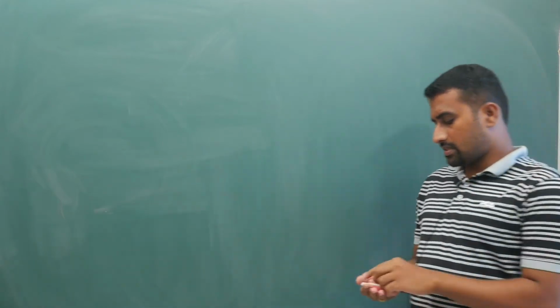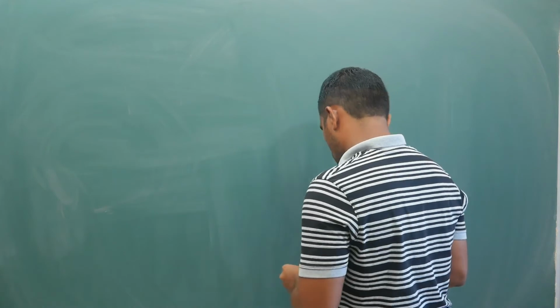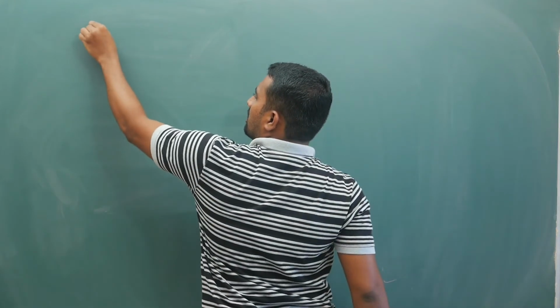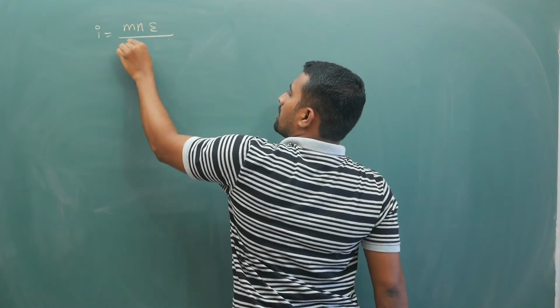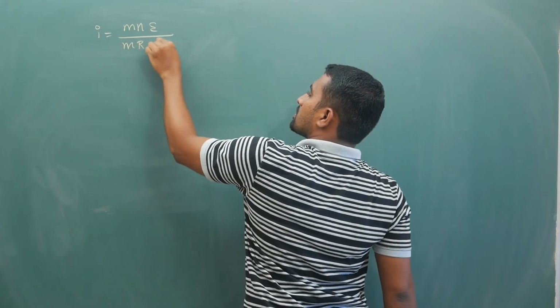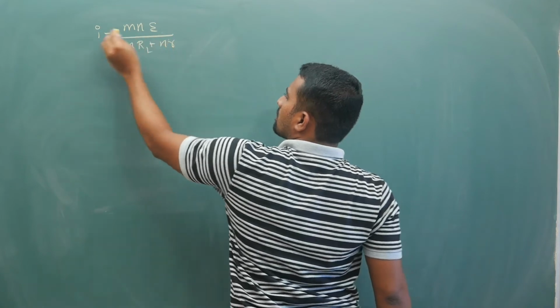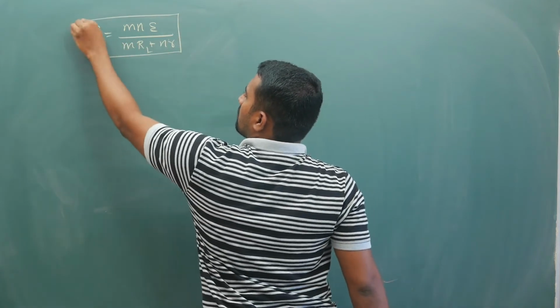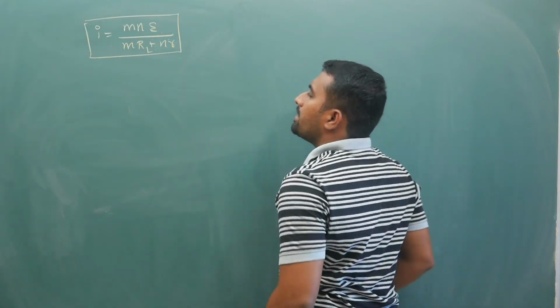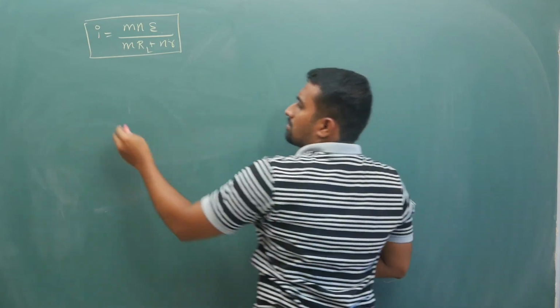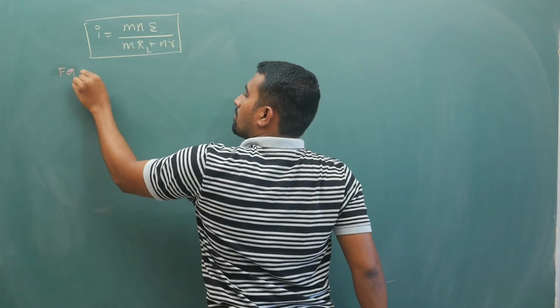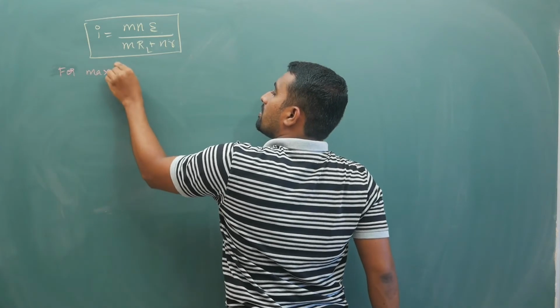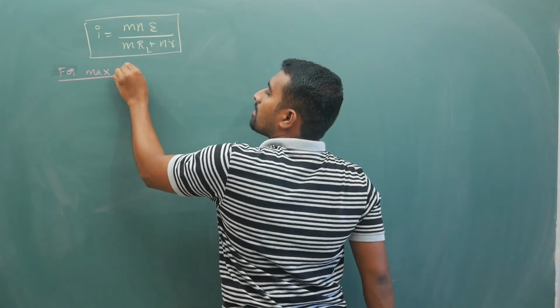So your next thing is, now your current I value is m into n into E by m times R load plus n times small r. Now the maximum current condition: for maximum I, what is to be done?